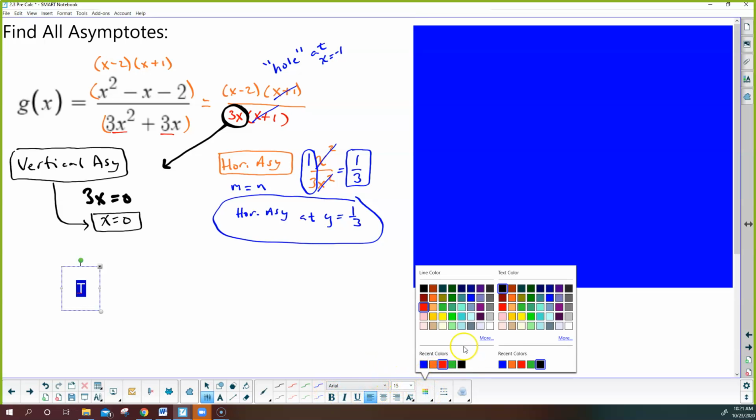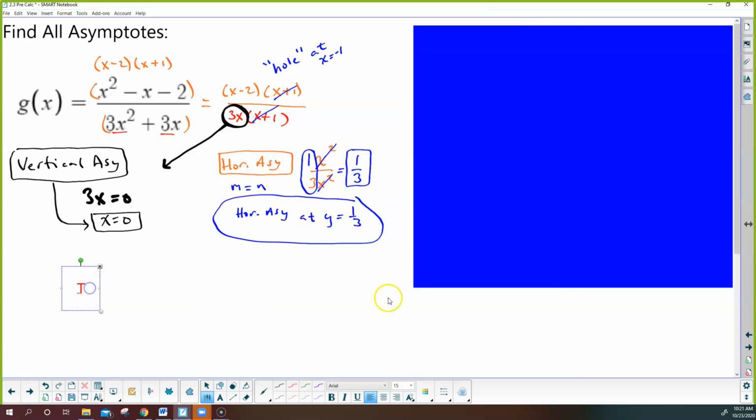Okay, now there's a question on tonight's homework that basically says, explain why there is no slant asymptote. Well, let's look at that. Why is there no slant asymptote? How do we know right away that there's no slant asymptote? The degree on top is not bigger than the degree on bottom. Since if they're equal, then we know there's a horizontal asymptote at the coefficients. So I'm just going to throw this in here. There is no slant asymptote.